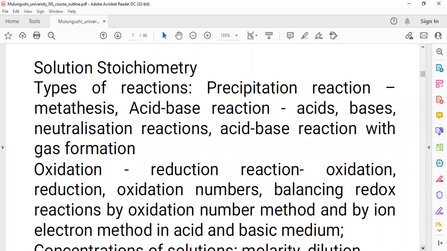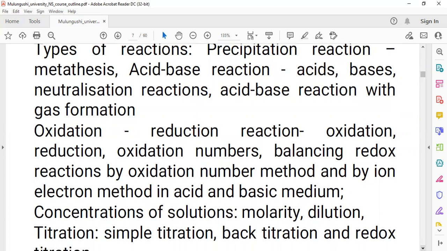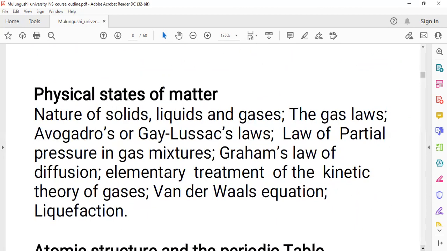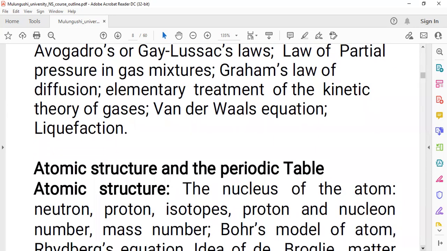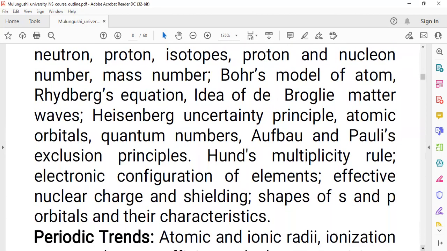Then I'm going to move to solutions and stoichiometry, which are types of reactions: precipitation reactions, acid-base reactions, neutralization reactions, and gas formation. Then oxidation-reduction reactions, oxidation numbers, balancing redox equations using the oxidation number method and the ion-electron method in acid and base media. From there, I'm going to move to physical states of matter, atomic structure and the periodic table.